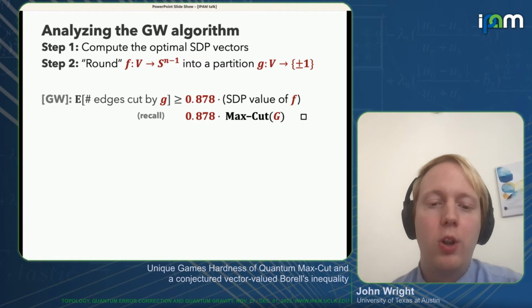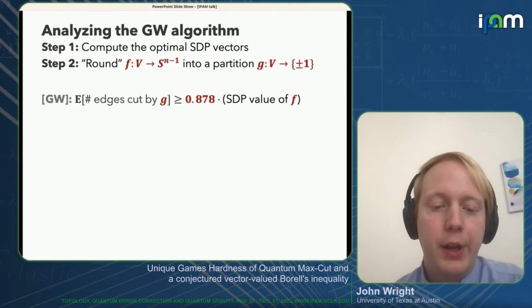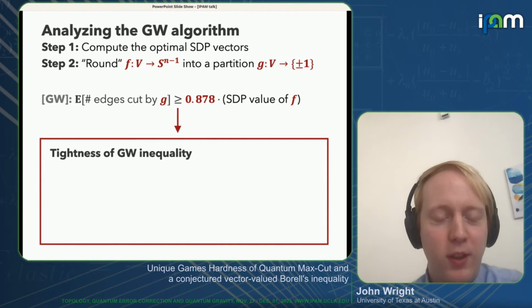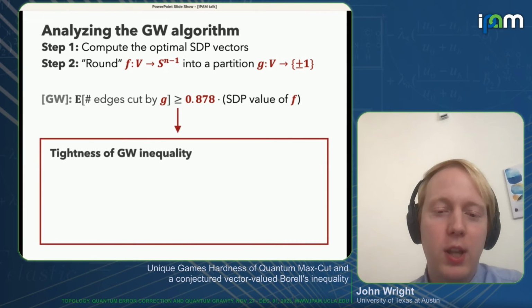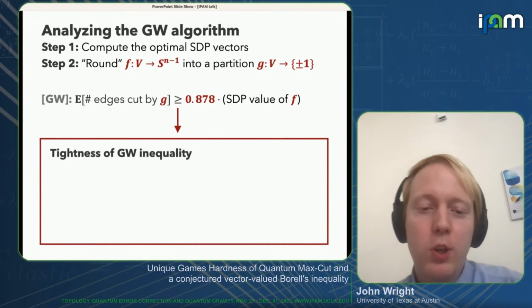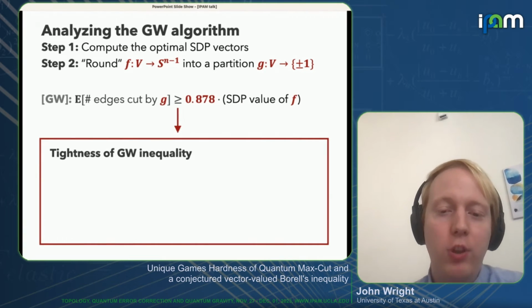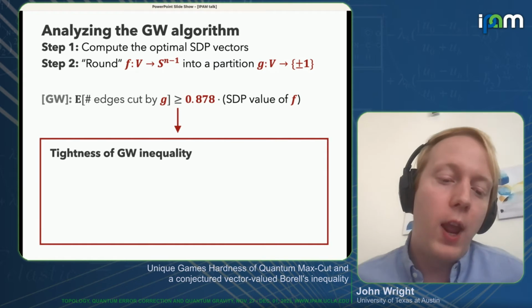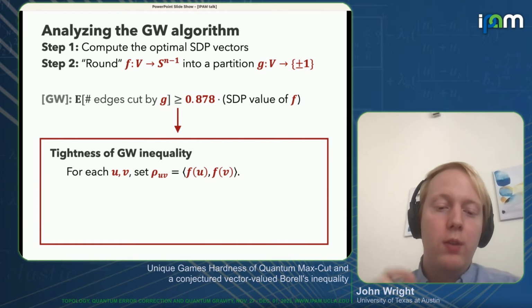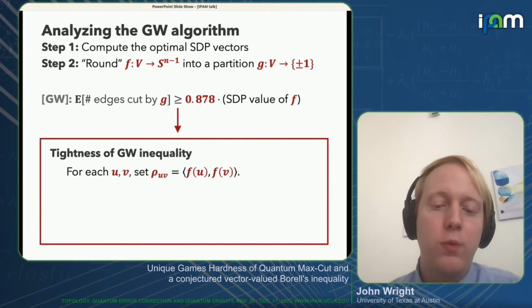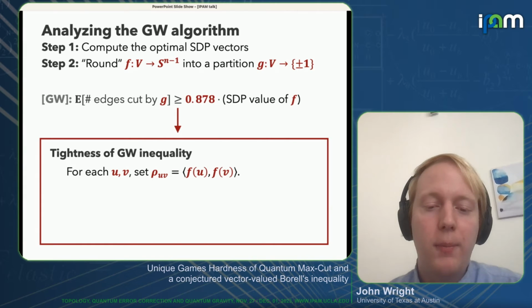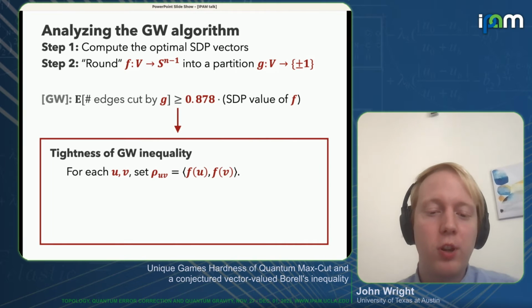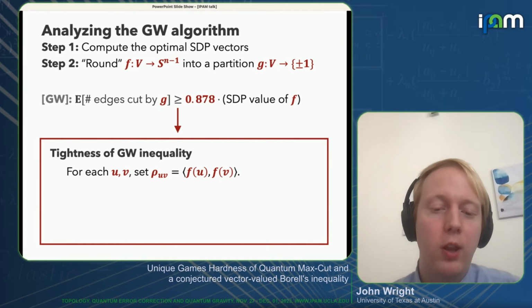Now, how do they show this inequality? Well, let's see. What do I want to say here? Yeah, so it turns out this inequality is tight. So we do know cases where you actually get 0.878 exactly. In particular, for every pair of vertices u and v, let me write rho sub uv to be the inner product of the f_u vector and the f_v vector. That's going to measure how correlated these two vectors are.